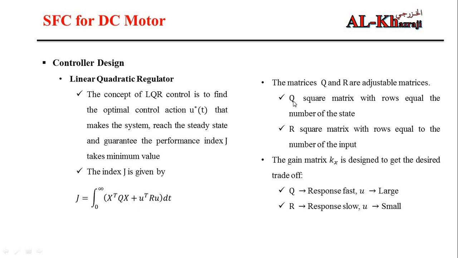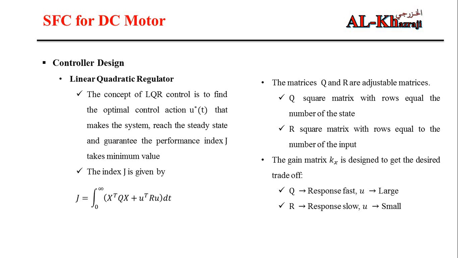These two matrices have a trade-off in the design between what you want: a fast response or a slow response. If your requirement is a very fast response, you have to keep in mind that you need a large control input. In some applications, this is not applicable. You can't use too much control action because of the system, because of your actuator.